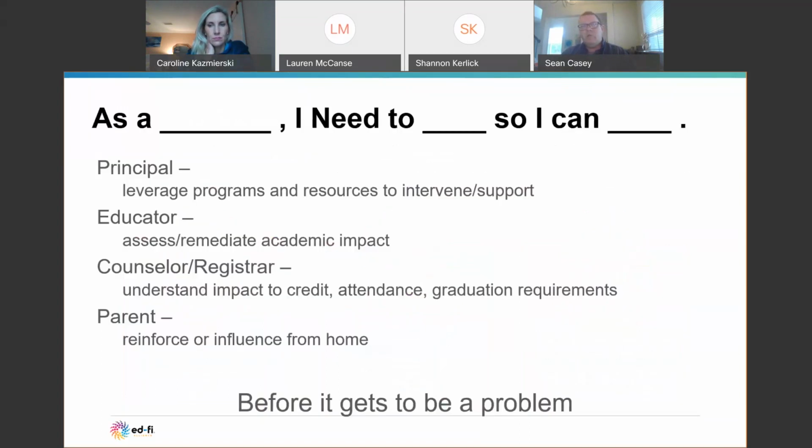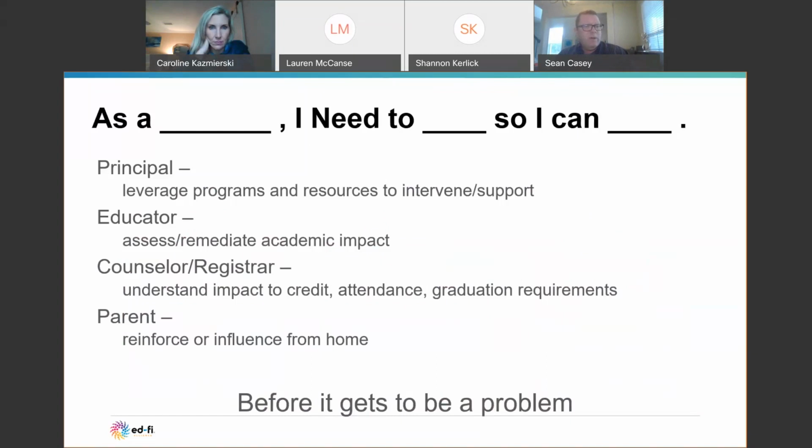So the next thing I want to ask you to do is a little empathy exercise. This is the form of a user story. As a fill in the blank role, I need to do something so that I can accomplish something. That's the basic form of what we call a user story in software development terms. And I want you to think a little bit about putting yourself into the shoes of these different roles.